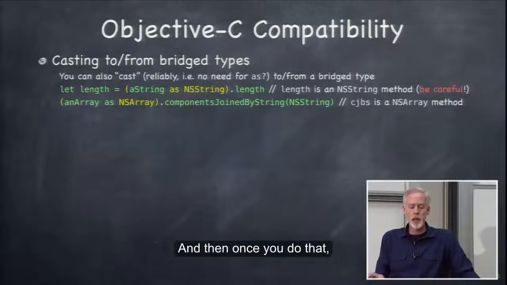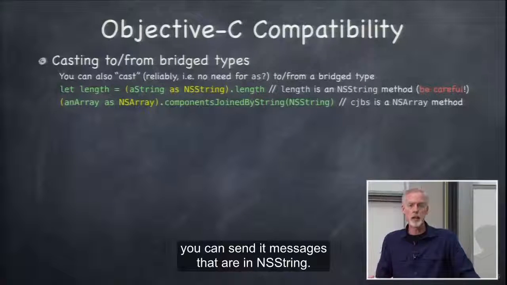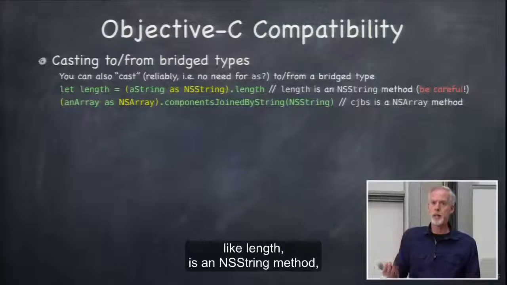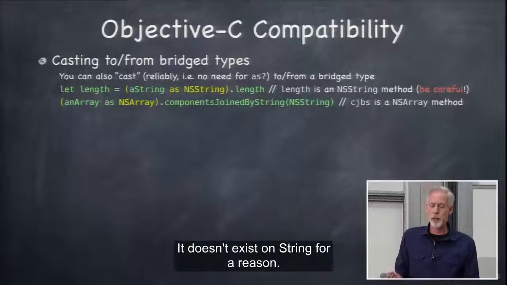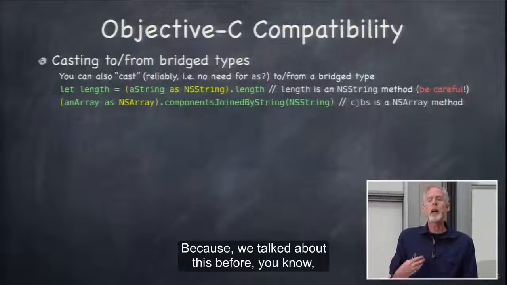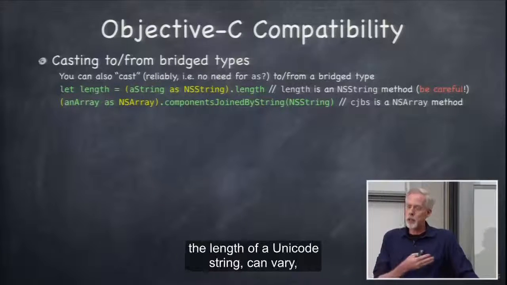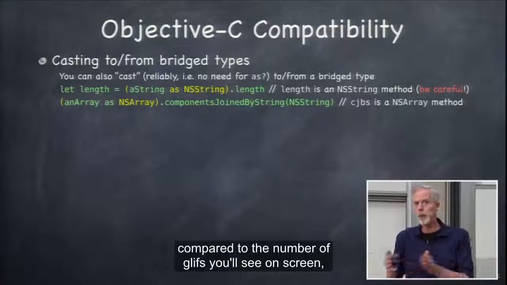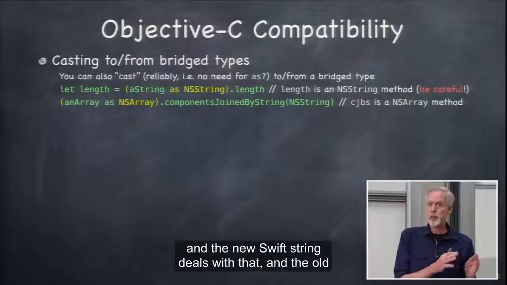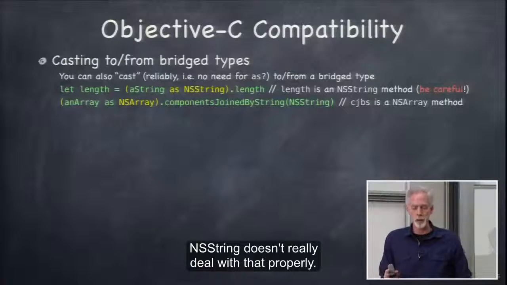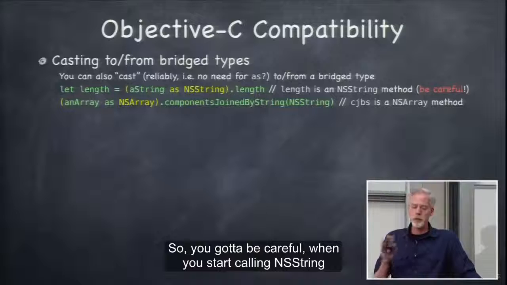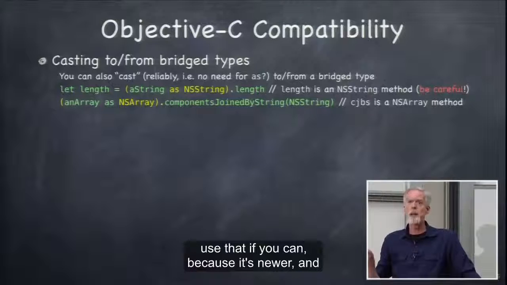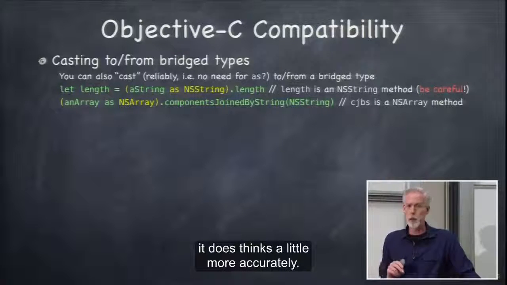And then once you do that, you have an NSString instead of a String, and so you can send it messages that are in NSString. Although you want to be careful with some of them, like length is an NSString method. That doesn't exist on String. It doesn't exist on String for a reason, because we talked about this before. The length of a Unicode string can vary compared to the number of glyphs you'll see on screen. And the new Swift String deals with that, and the old NSString doesn't really deal with that properly. So you've got to be careful when you start calling NSString methods. You want to look for a String equivalent and use that if you can, because it's newer and it does things a little more accurately.